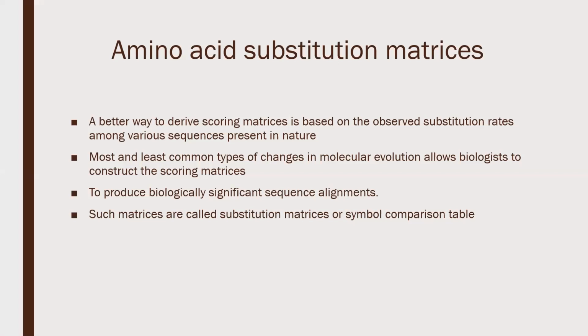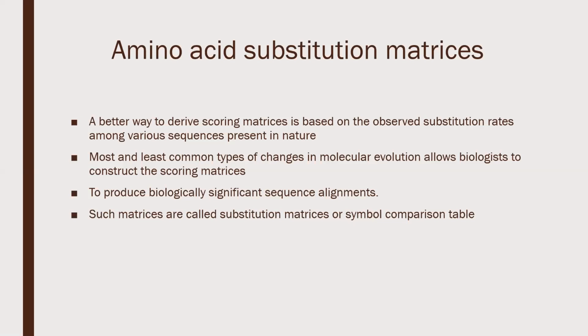As I mentioned, a better way to derive scoring matrices is based on the observed substitution rates among various sequences that are present in nature. Recognizing the most and least common types of these changes during the process of molecular evolution allows biologists to construct the scoring matrices.